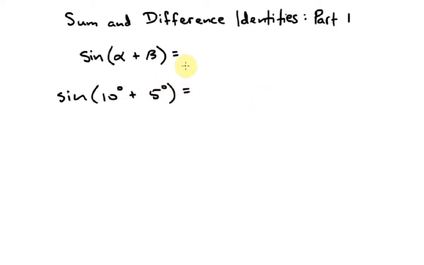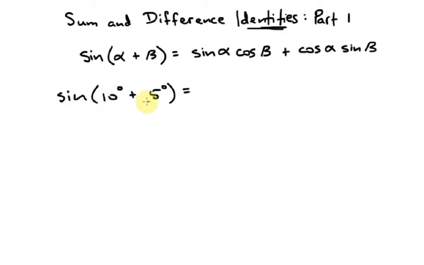And you have to be really careful because it looks like you just want to expand out the brackets, but you have to follow an actual identity for this. The expansion looks like this. It's sine of the first angle times the cosine of the second angle plus cosine of the first angle times sine of the second angle. So it's a little more complicated than you might think at first glance.